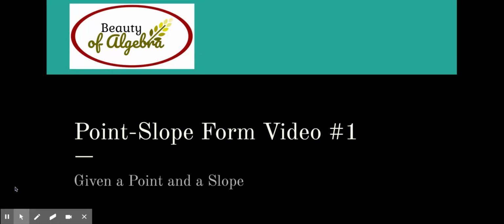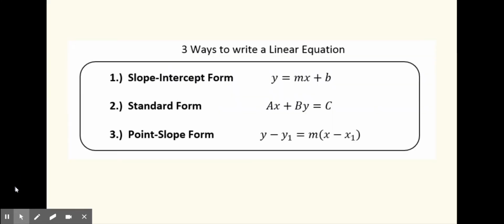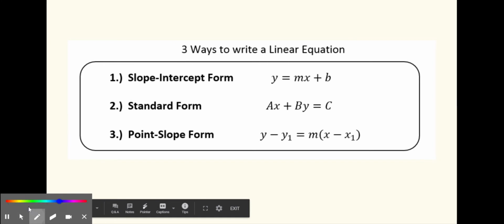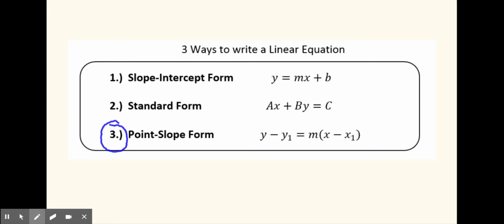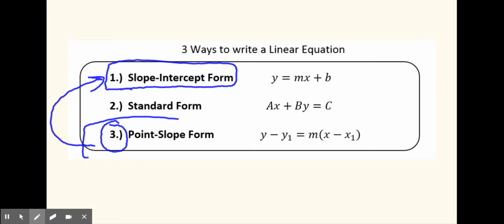Today we're going to be focusing on a form of a linear equation called point-slope form. It's important to know that there's three different ways to write a linear equation. Today we're going to mainly be focusing on how to get from point-slope form and how to solve to get slope-intercept form. So these are the two main forms we're going to be focusing on for today.